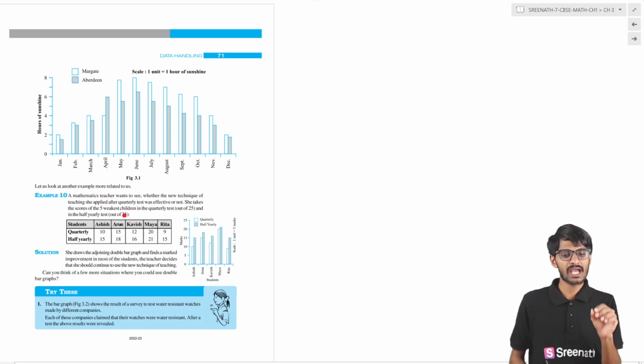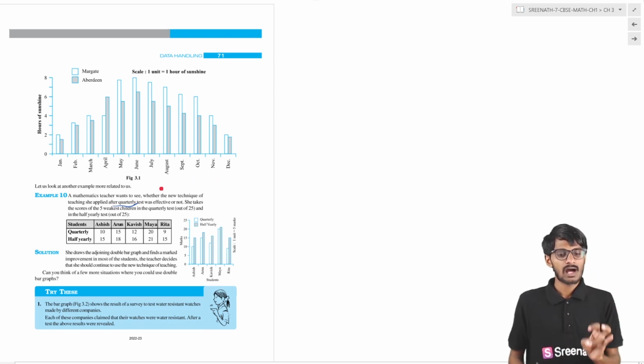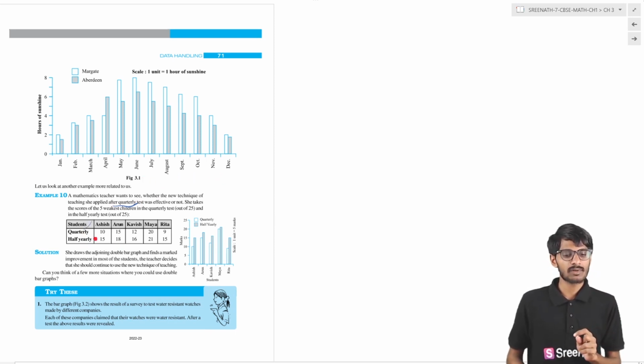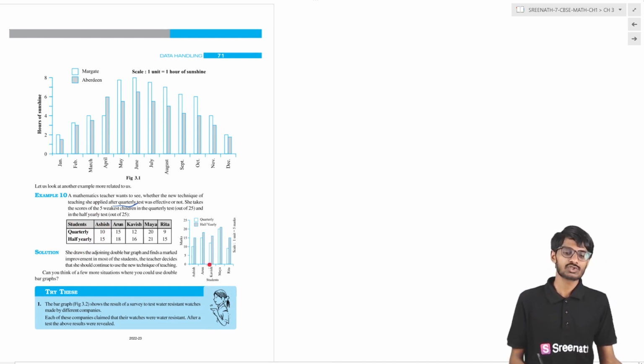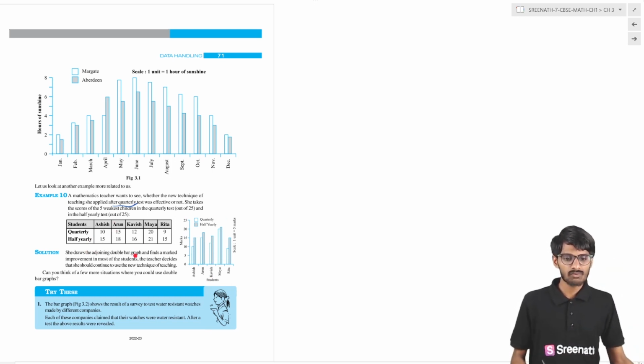She has used that new technique after the quarterly, in between the half yearly. So she has taken the quarterly marks and half yearly marks. There must be a dramatic change from quarterly to half yearly, so that only then the technique will be effective. So she wants to compare the marks of quarterly and half yearly. She has to draw a double bar graph like this, and the maximum marks here are about 25 only. So 1 unit is 5 marks. By comparing this, she can find out, students.